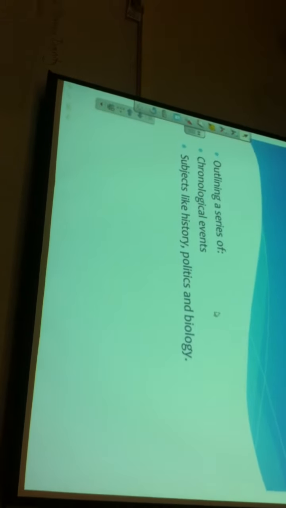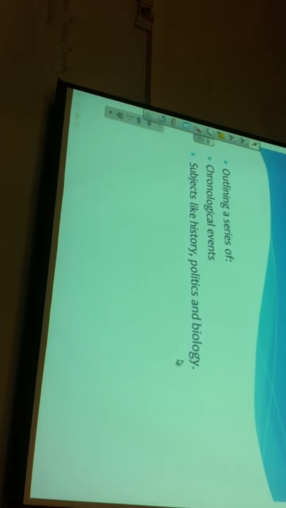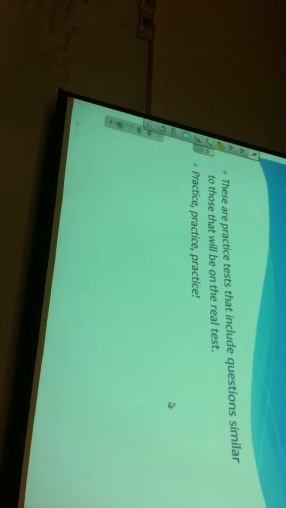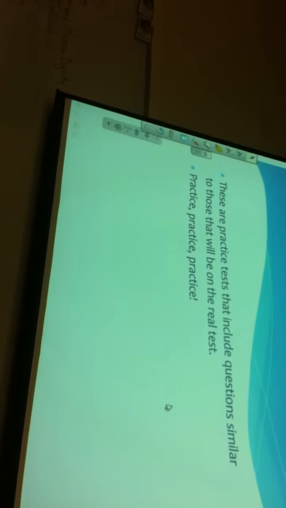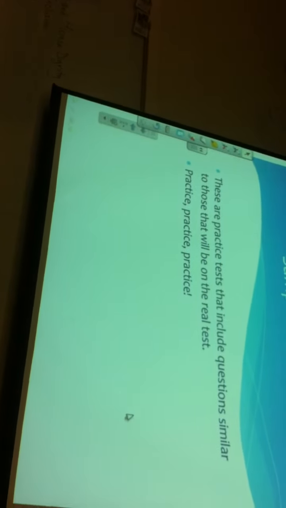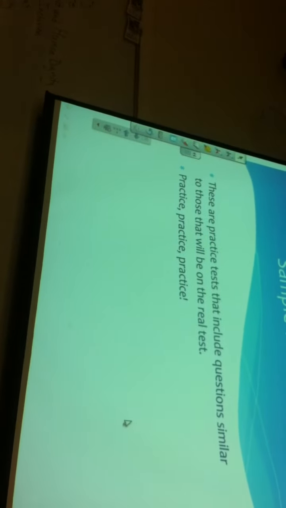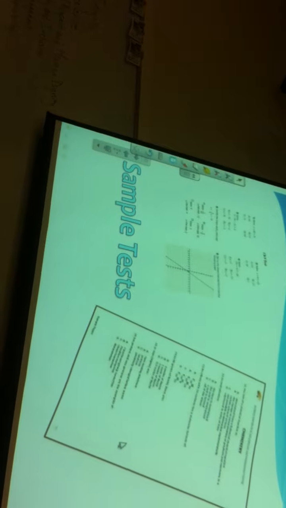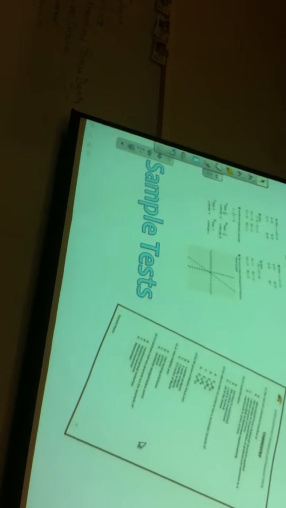Next is timelines, and this is good for chronological events, like if you're in a history or politics class, or even biology, these can be useful. Everything's in order by date, as you can see here in these examples. And then we can also use sample tests. These are practice tests that include questions similar to those that you may really be tested on. So you will need to practice. These are a good example of practice tests.